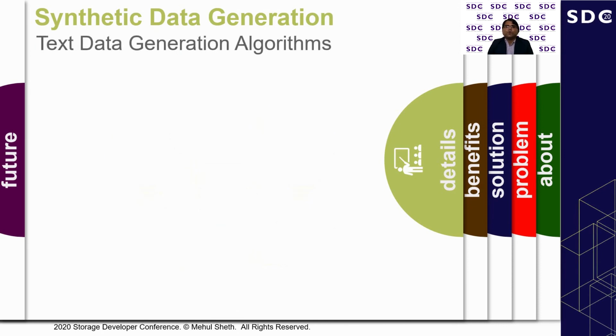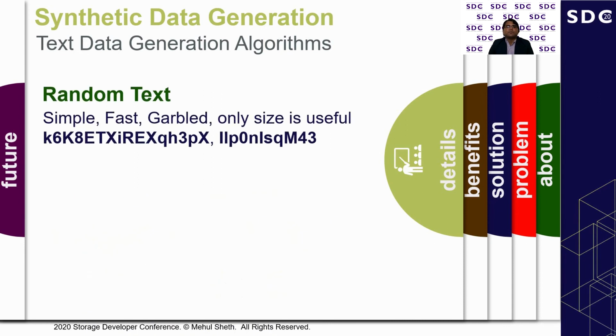I'll talk about a few algorithms that I've explored and applied for data generation. Starting with text data generation, first I explored a simple random text. This is a very simple and fast approach where we generate random text from ASCII characters. The disadvantage is that the data generated is garbled. It doesn't make sense. It is not meaningful words that you can generate, like the examples here in bold.